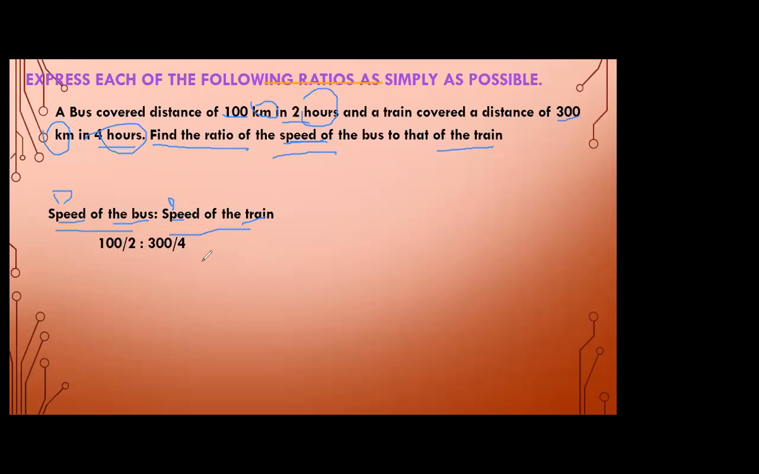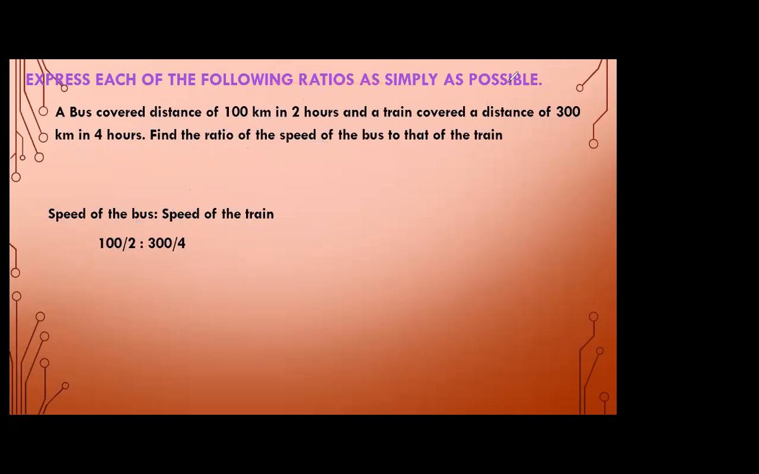Is it clear? Write down in the chat box. Why have I not written distance ratio distance? Why have I written speed? Because here it is written to find the ratio of speed of the bus to that of the train. So I have written 100 upon 2 ratio 300 upon 4.